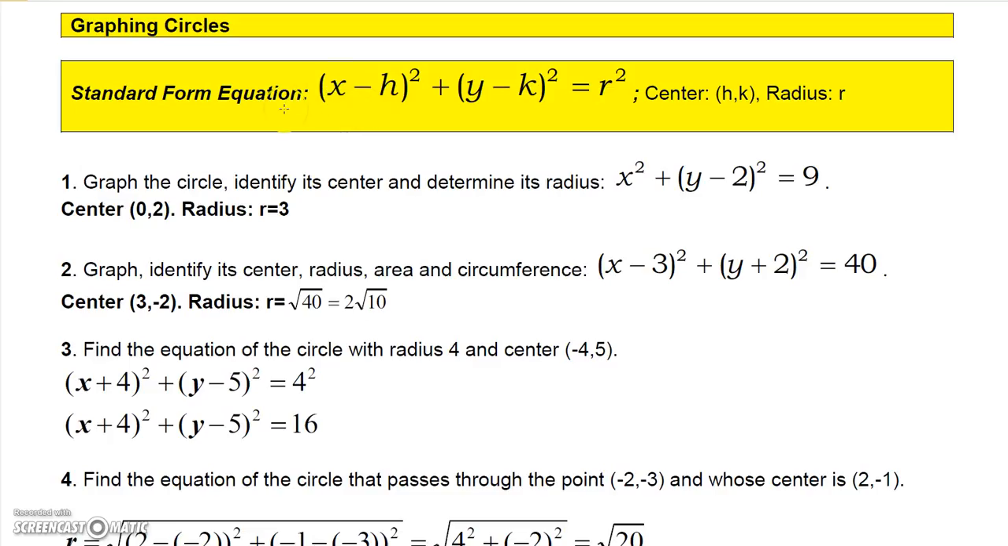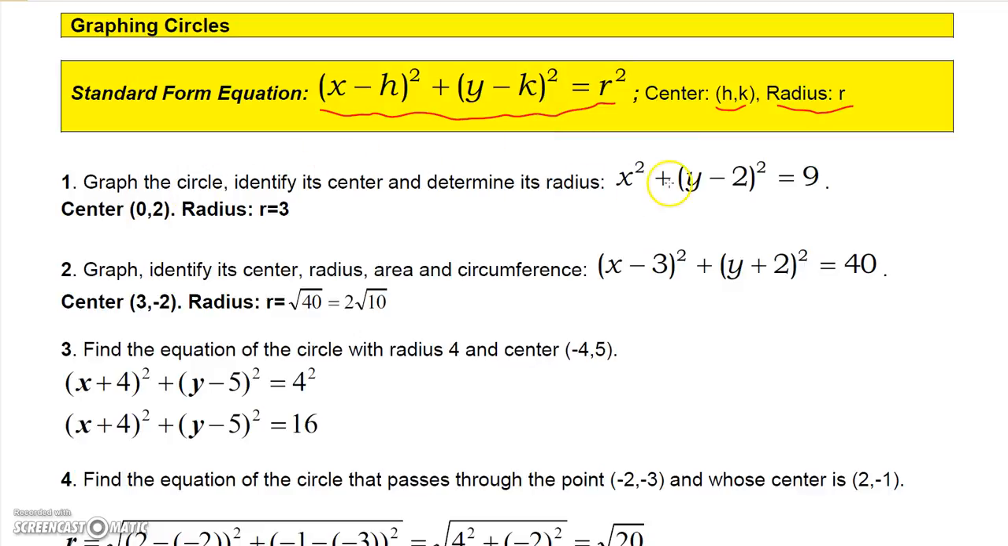All right, let's now talk about graphing circles. To graph a circle, it's easiest if it's in the standard form, where you have x minus a constant squared plus y minus a constant squared equals the radius squared. When it's in that form, the center of the circle is at the point (h, k), and the radius is r, just the square root of whatever this number is.